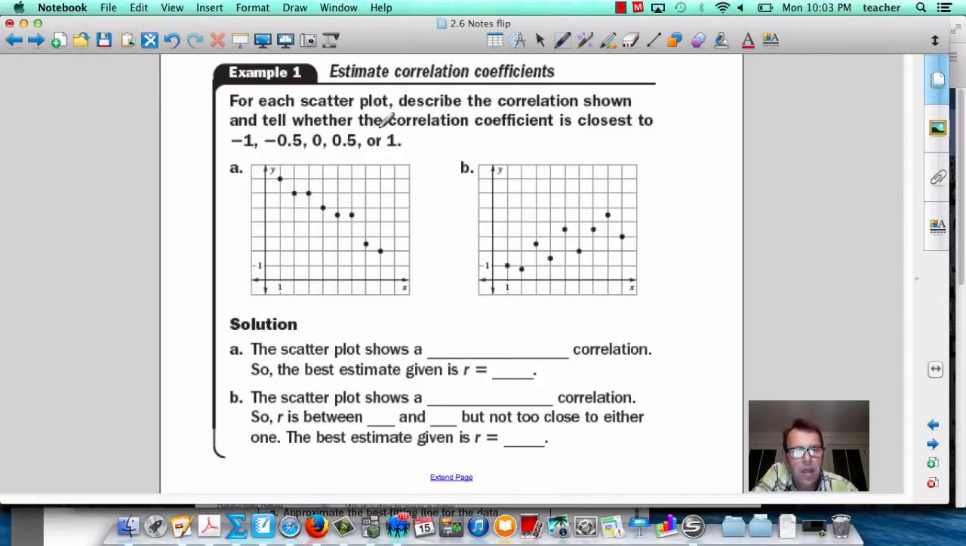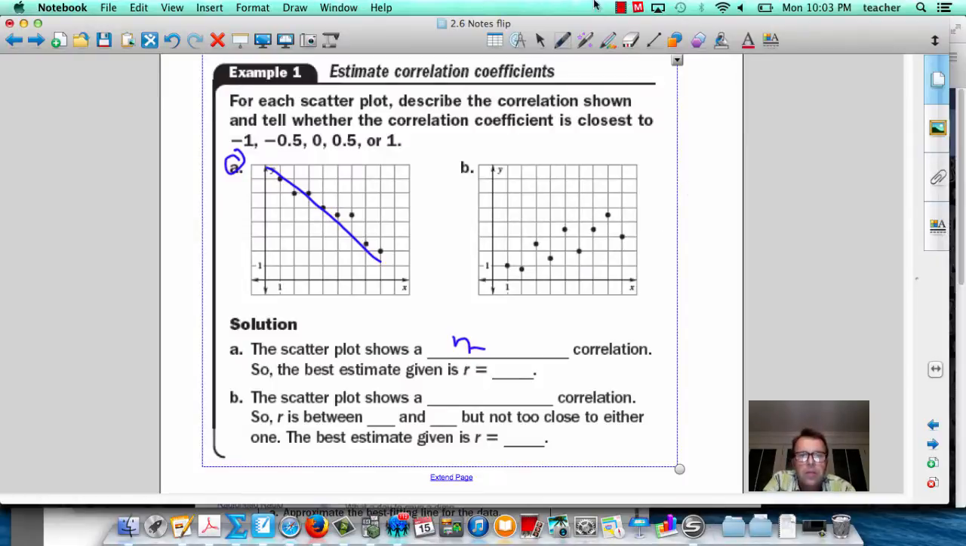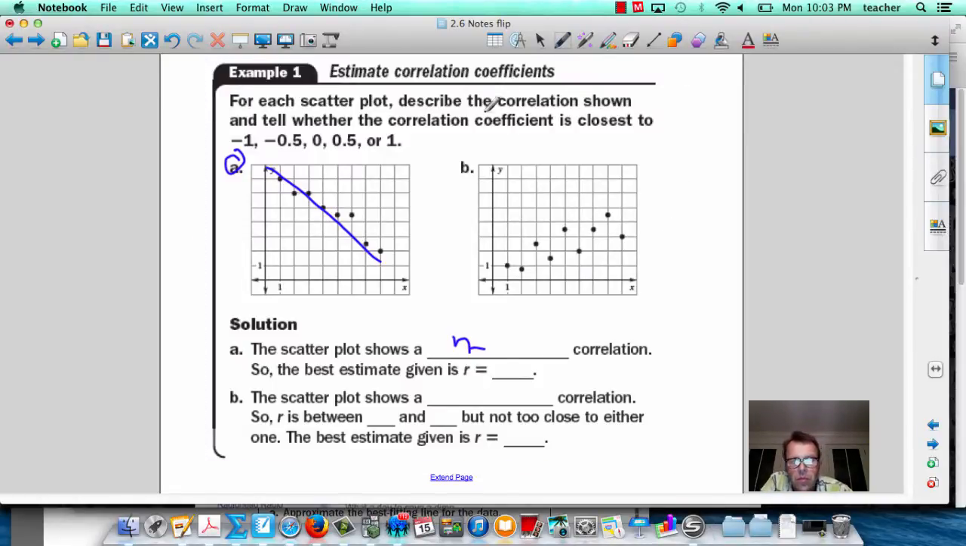And for graph A here, we see our scatter plot, and if we were to put a best fit line, something like that, we're definitely getting negative correlation, and we have a pretty good fit, so we are going to choose that scatter plot A has a negative correlation, and the best estimate here, I'm going to go for -1.